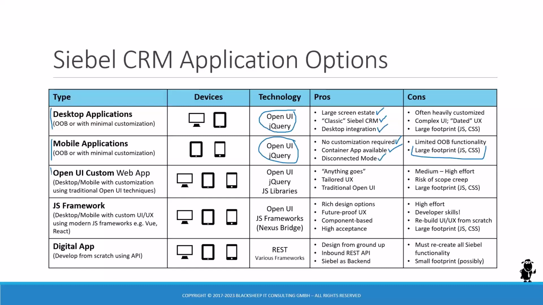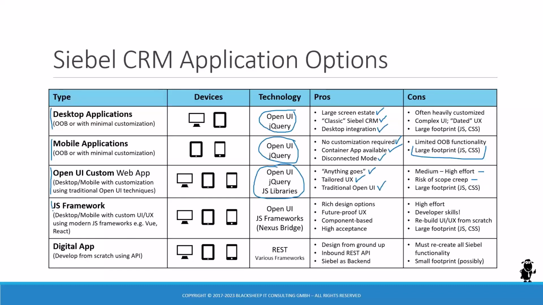And now the next level is an OpenUI custom web app, which is a desktop or mobile app still using traditional techniques, OpenUI, jQuery, and definitely some libraries you find. So your level of freedom goes up, anything goes. You have a fully tailored UX, still traditional OpenUI. So very suitable for the upskilled Siebel developer. Effort is rising, of course, and there's a risk of scope creep. Because anything goes, people think that anything goes, but that costs, and we still have that large footprint.